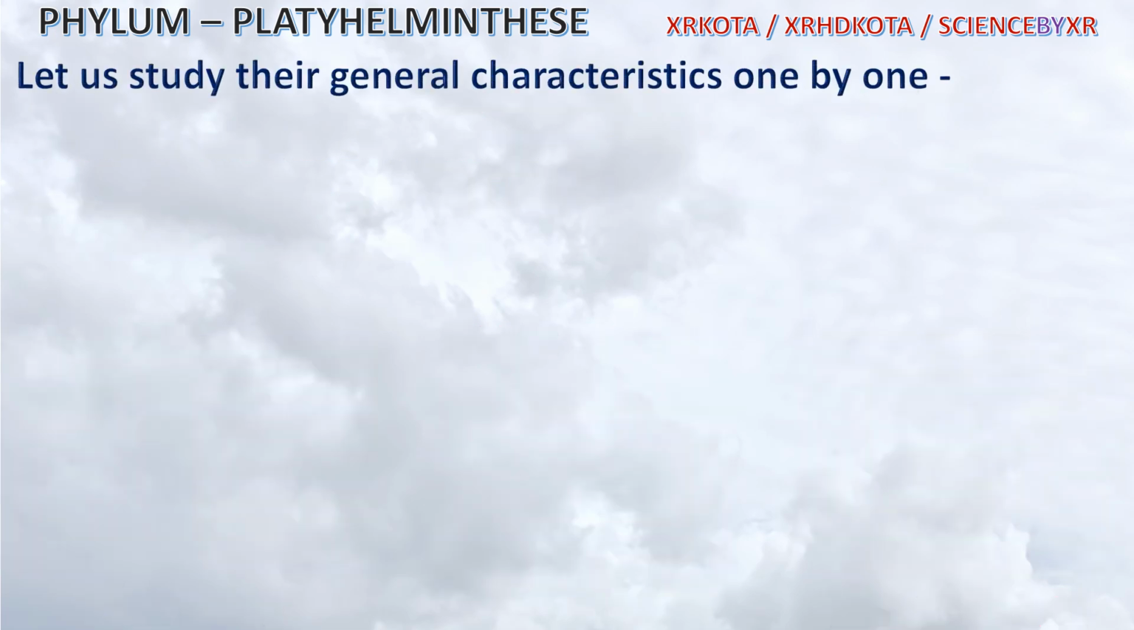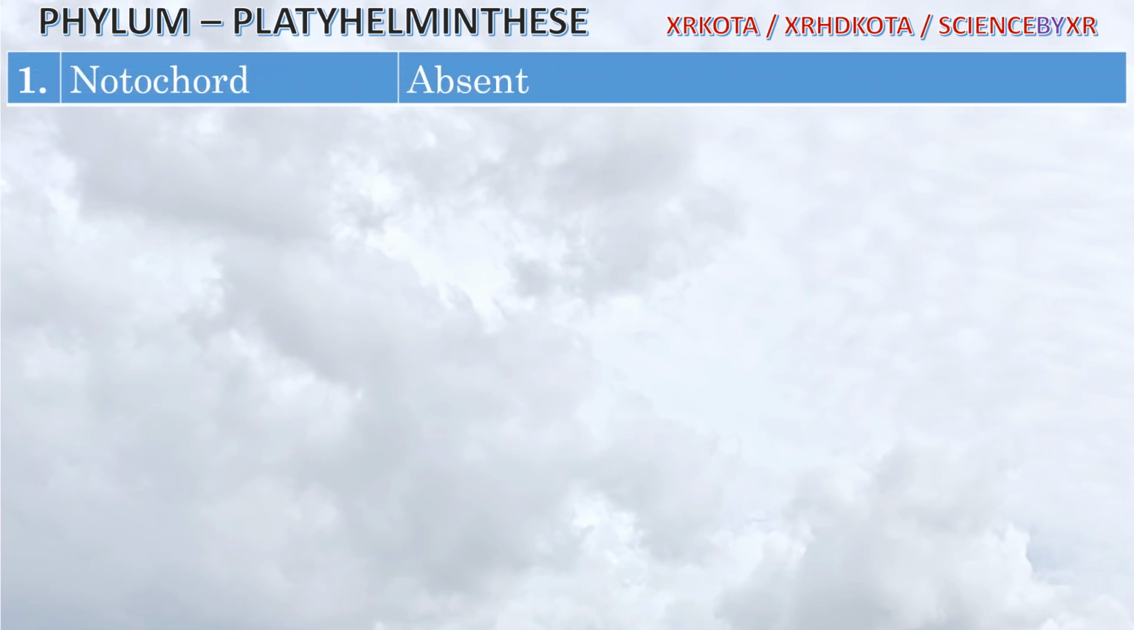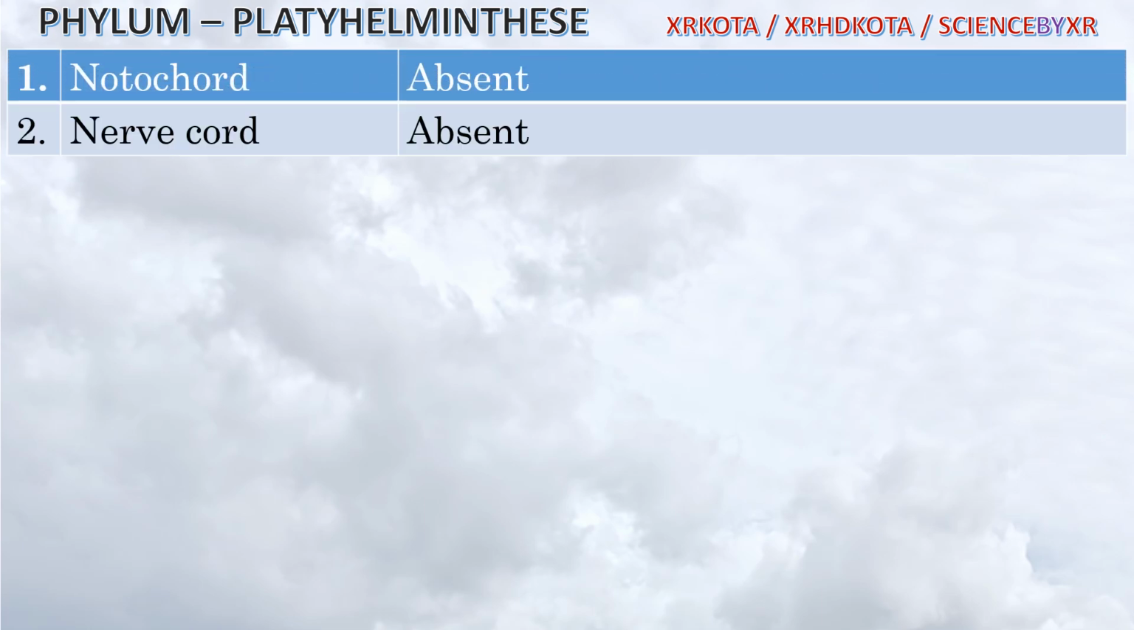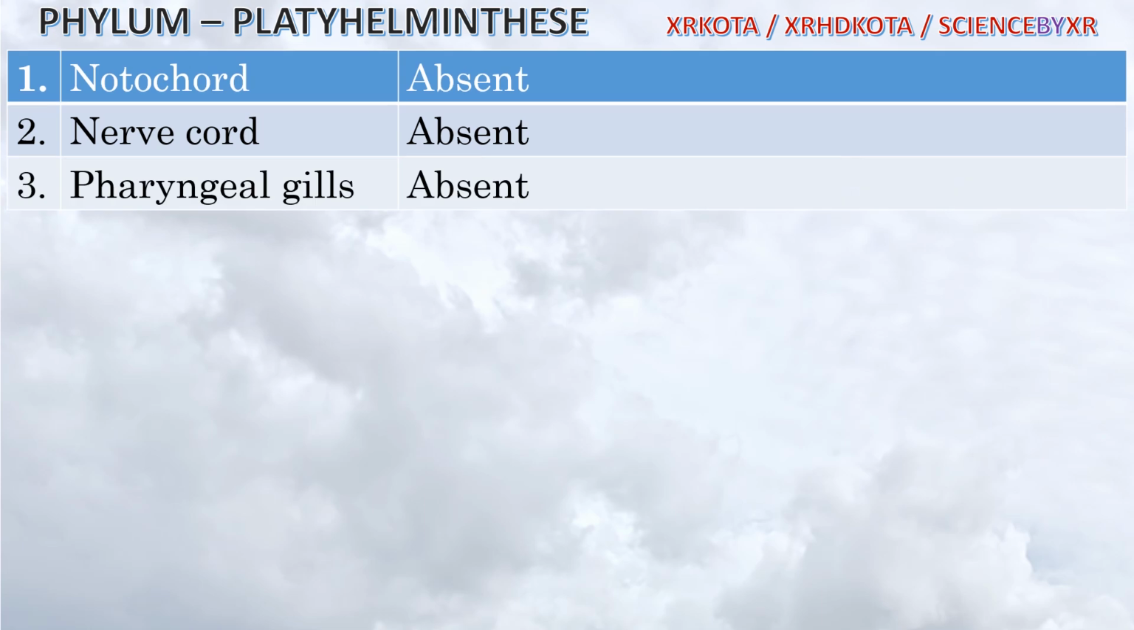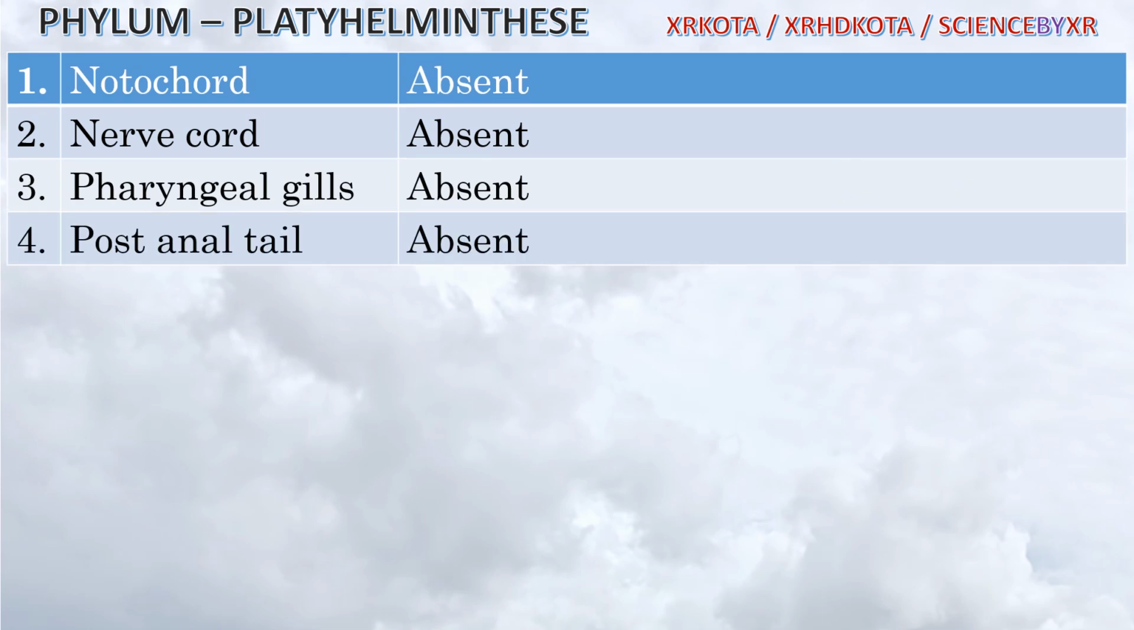Okay, let us study the general characteristics one by one. So the first one is notochord. It is absent. Nerve cord is also absent. Pharyngeal gill is also absent, and post-anal tail is also absent. So together, all these four characters, which are the characters of chordates, are absent. So these are non-chordates.